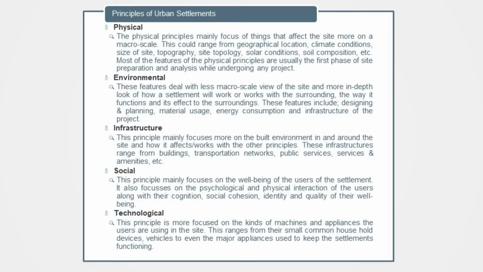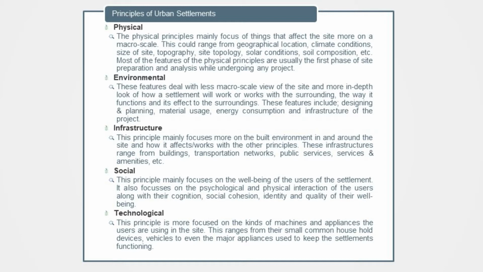Principles of urban settlement. The principles of urban settlements can be divided into five main parts, which are the physical, the environmental, the infrastructure, the social, and the technological. The physical environment deals more with the location, the geography, and the climate conditions of the site, along with the topography, the topology, and the solar conditions, the basic things we require during our main site analysis. While the environmental analysis deals with an in-depth look at the settlement and its surroundings and how it corresponds with them, its energy consumption, the material usage, and the planning and infrastructure of the project.